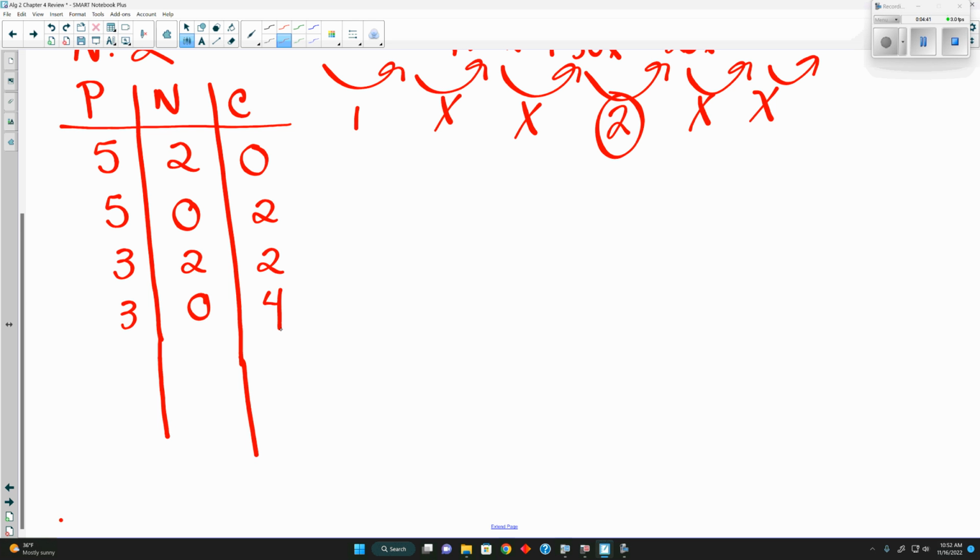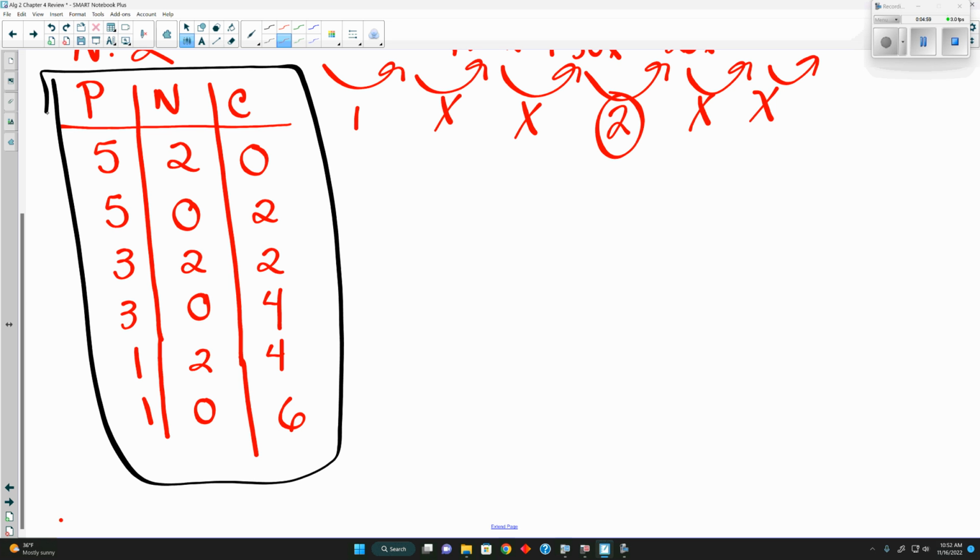Now we can't subtract any more from the negatives, but we can subtract 2 from the positives. So we can say we can have 1 positive, 2 negative, and 4 complex. And the last one is going to be 1 positive, 0 negative, and 6 complex. And that's our solution. Any questions on this here? Any questions on any of this so far?